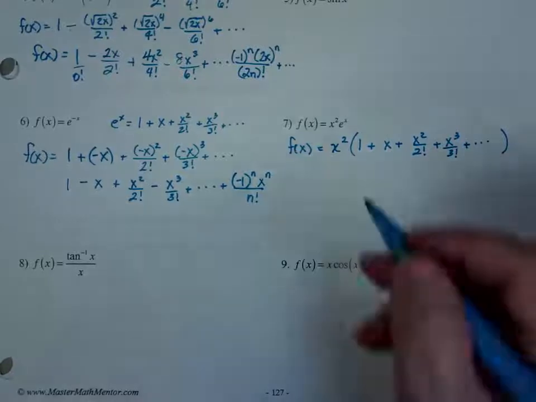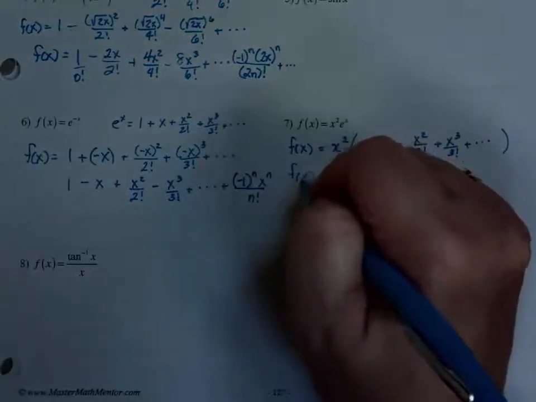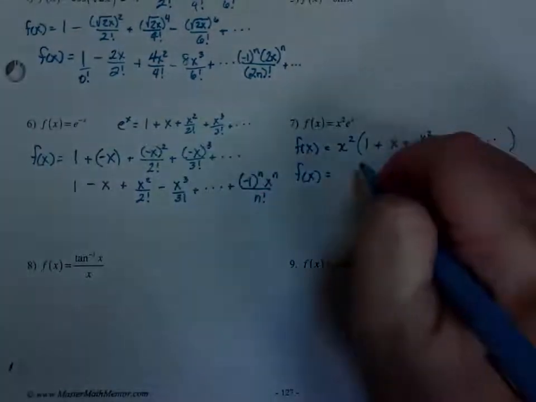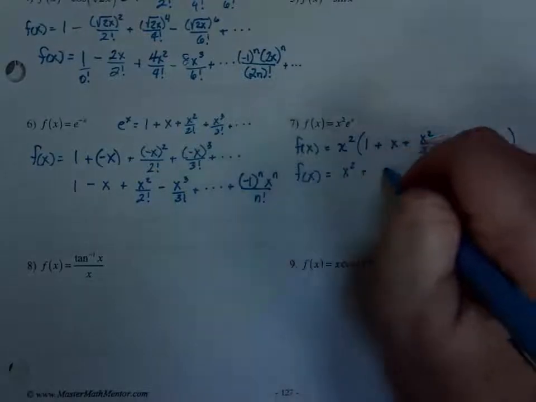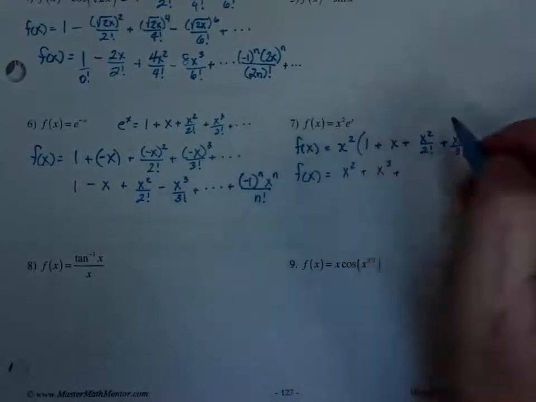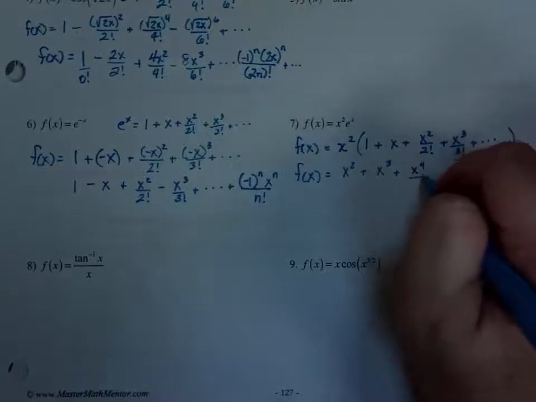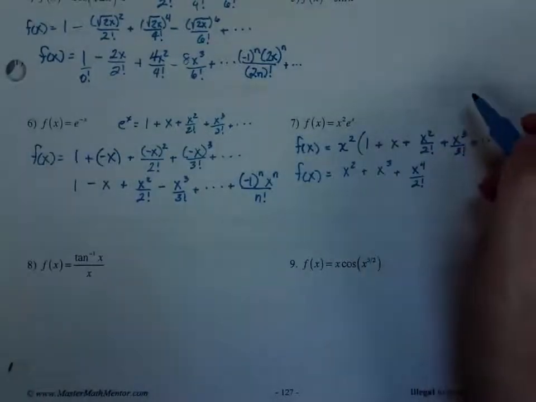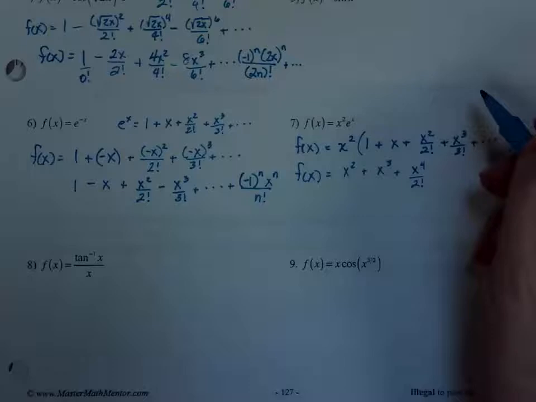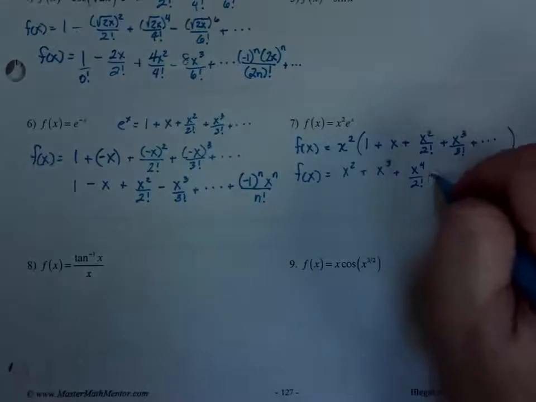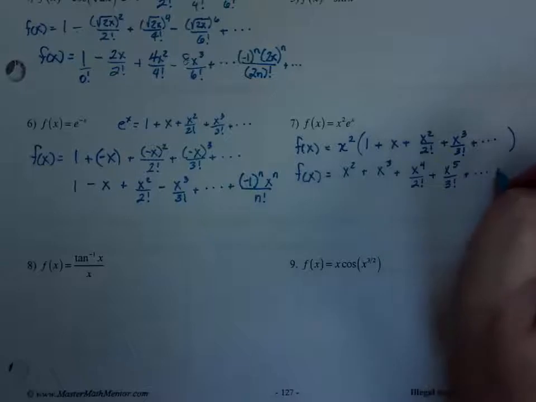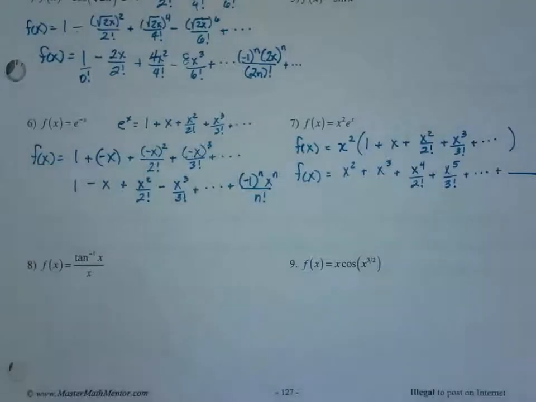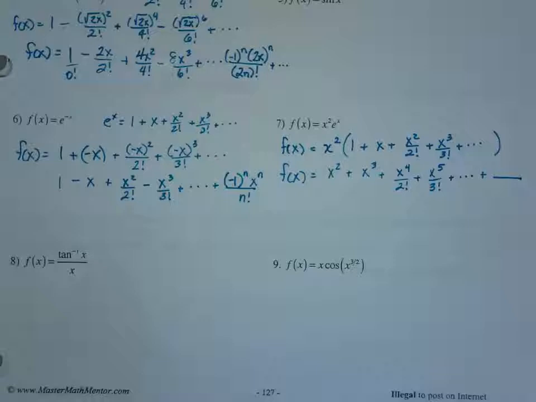So f of x is equal to, what's the first term? X squared. What's the next term? X cubed. What's the next term? Plus x to the 4th over 2 factorial. So the only thing that's changing is the x on top, right? Then x to the 5th over 3 factorial plus dot, dot, dot plus blank. Now it's time to figure out the last term. It is not alternating this time.